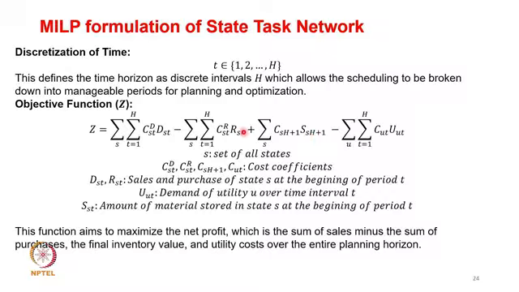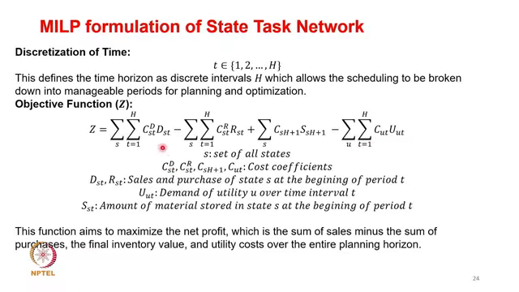Sales, purchases, inventory value and the utility. Some of the terms are positive, some are negative. Utility is a consumption. So you got it. Sales are a revenue, purchase is a cost, and the other two are summed up. You can see the variables.